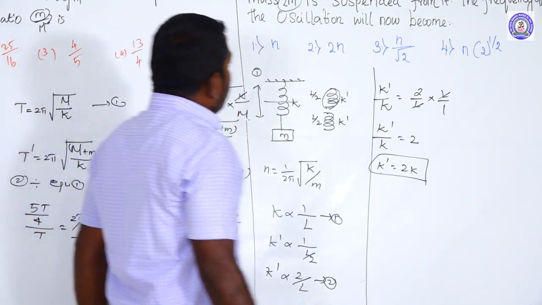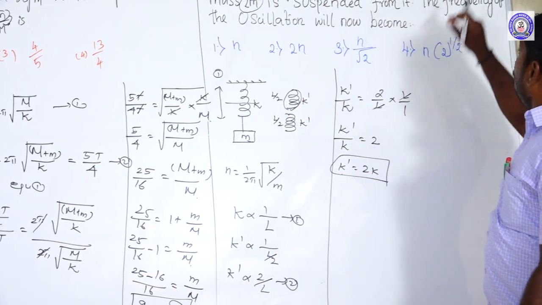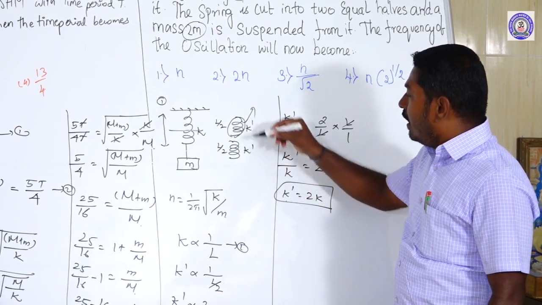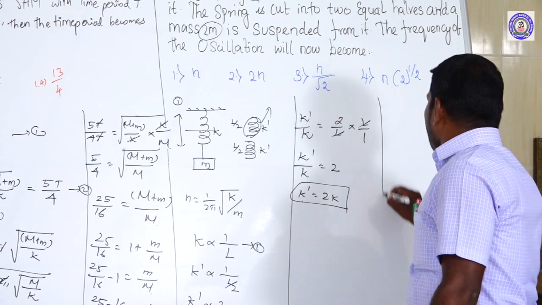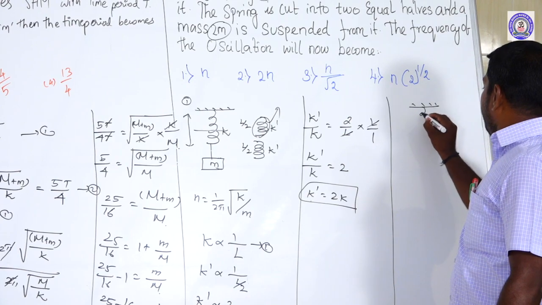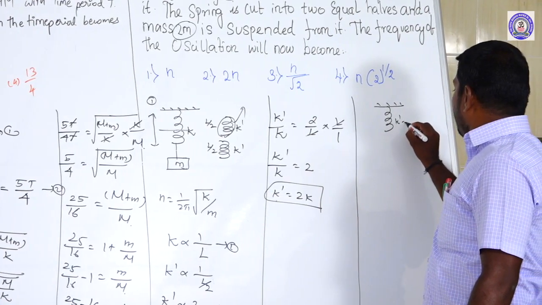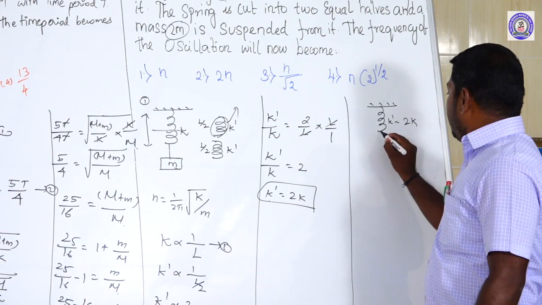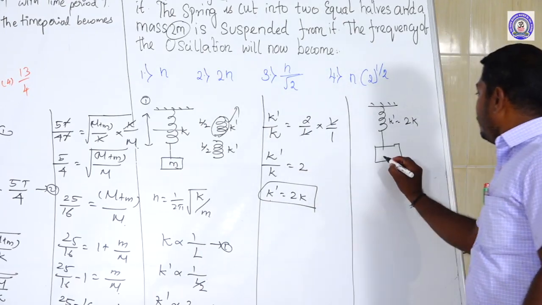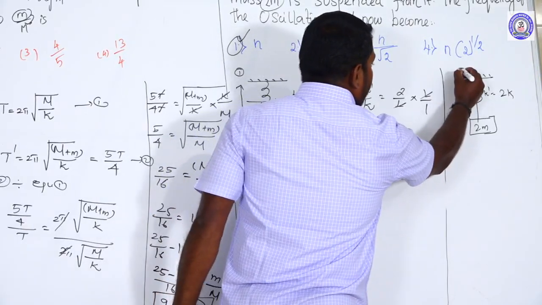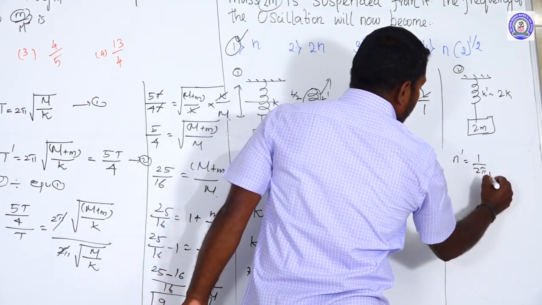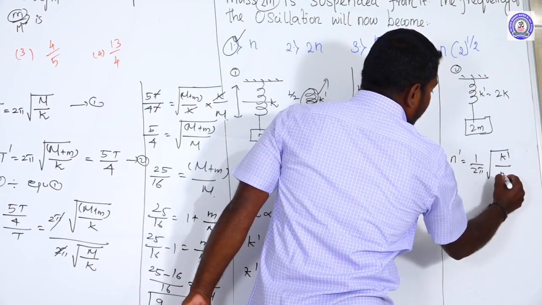But see the second case: if the spring is cut into two equal halves and the mass 2m is suspended from one of the halves, then what will be the new frequency? One of the half springs is tied to the rigid support. That spring has a spring constant 2K, and the lower end of the spring is loaded with the new mass 2m. Then in the second configuration, the frequency of oscillation n prime is equal to 1 divided by 2 pi square root of K prime divided by m prime.